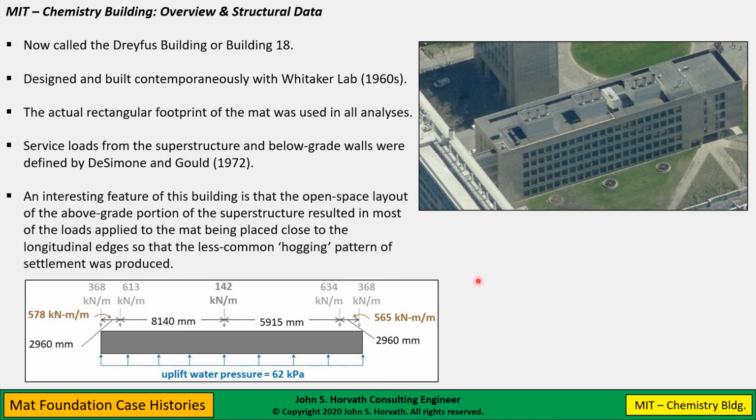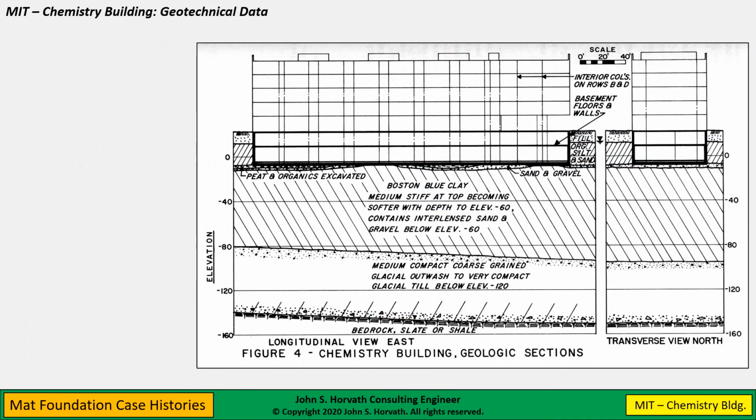The interesting feature of this building is that it has very open space layout in the above ground portion for laboratories. So as you can see, most of the column loads were placed near the edges of the mat. The center column load was relatively modest. And here again you see the transverse and longitudinal sections through the building.